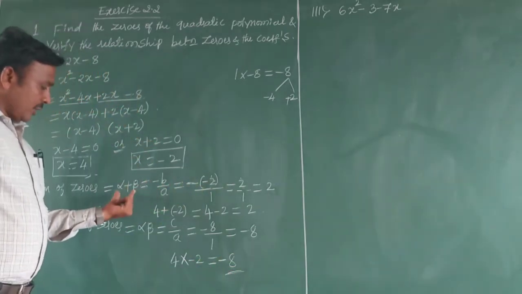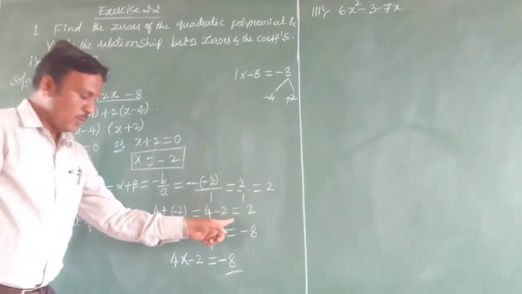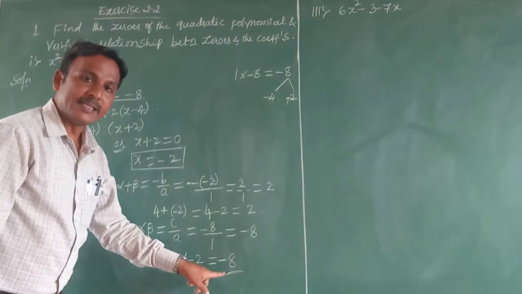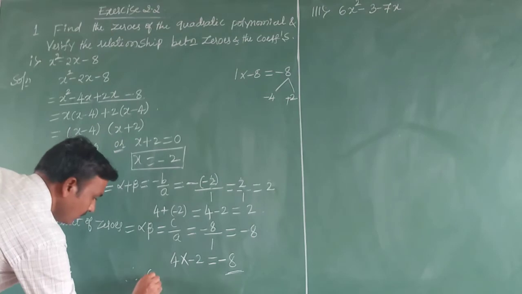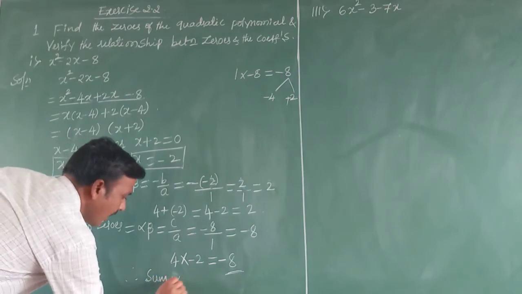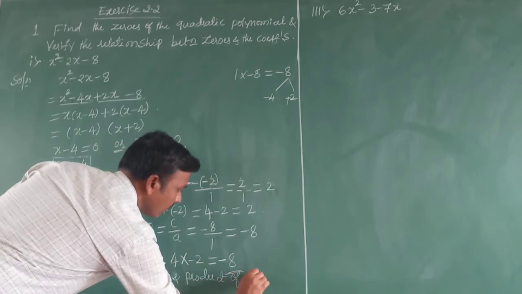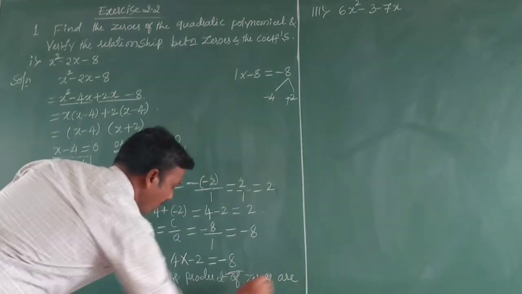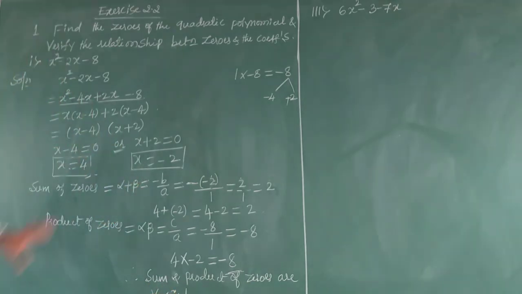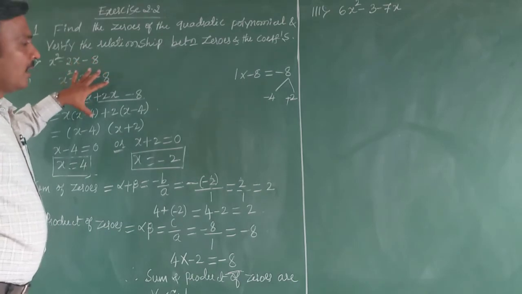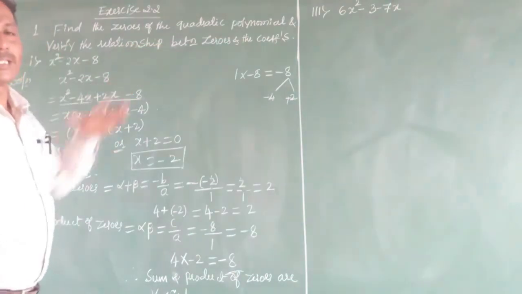Therefore, the sum of zeros according to the relationship is 2 and the product of zeros is minus 8. Sum and product of zeros are verified. This is the first question. Similarly, the second question is the same as this one. I hope you will solve the second question.